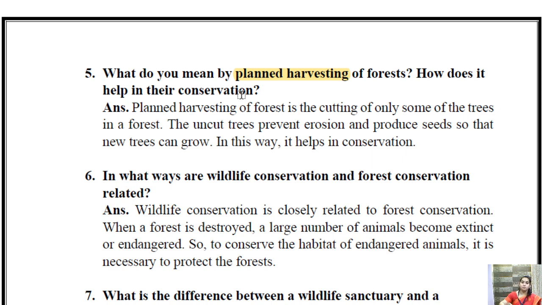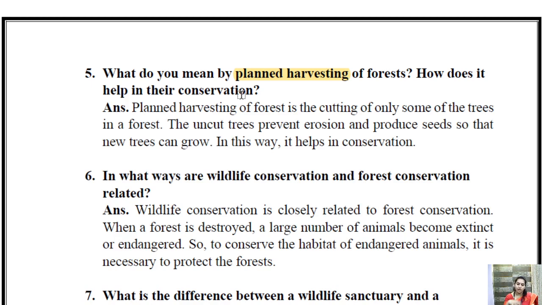So what is planned harvesting? Planned तरीके से harvesting करना. अब planned तरीका क्या है? Planned way is to cut some trees and leave behind the rest of the trees. Consider हमने 10 पेड़ को काटा और बाकी सारे पेड़ों को छोड़ दिया, तो क्या होगा कि soil erosion उतनी speed से नहीं होगा, उतनी drastically नहीं होगा.